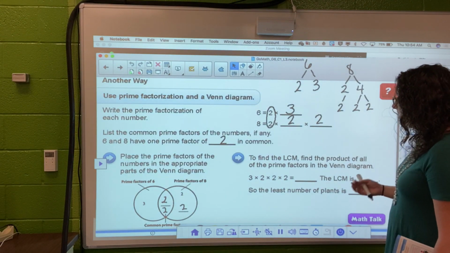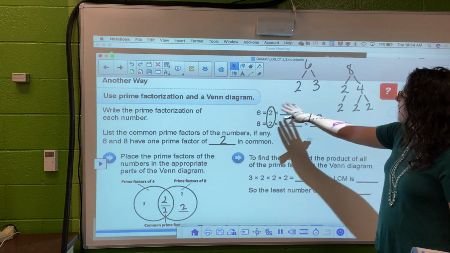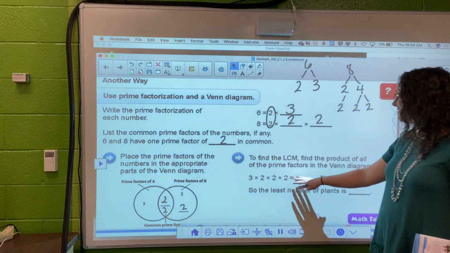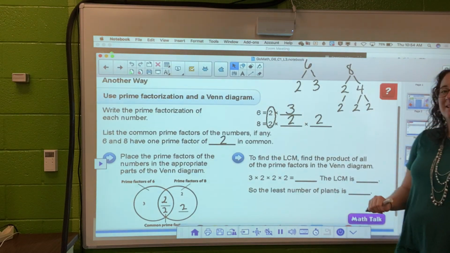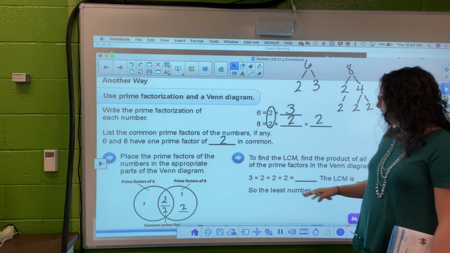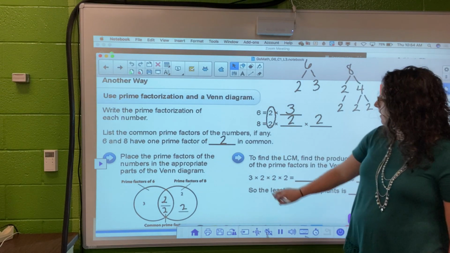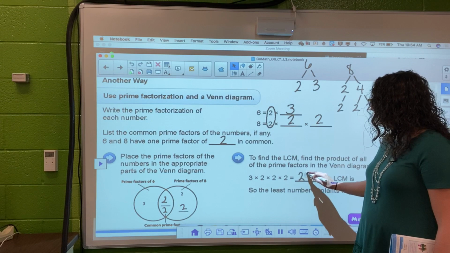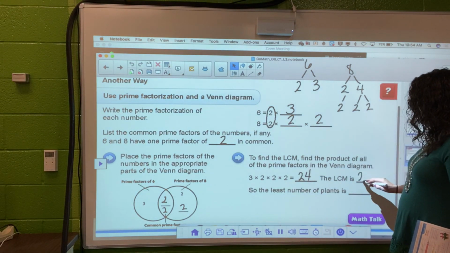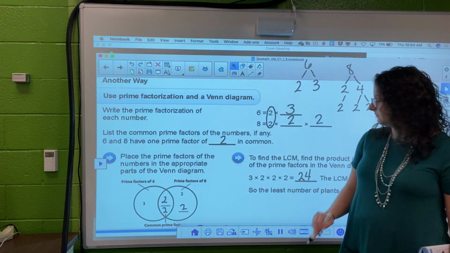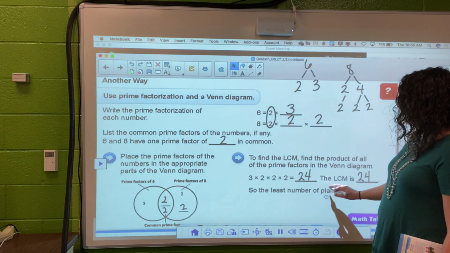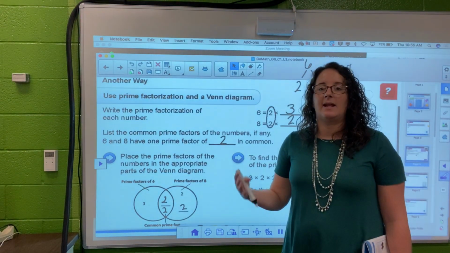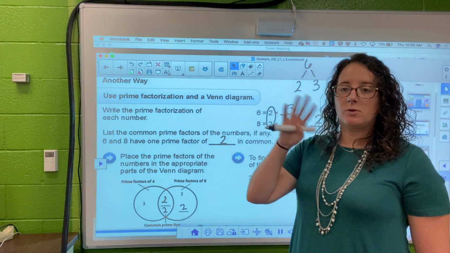So then we're taking all of our prime factors, and we can multiply them together, and it's going to give us that same least common multiple. 3 times 2 times 2 times 2. 3 times 2 is 6. 6 times 2 is 12. 12 times 2 is 24. The least common multiple is 24. So the least number of plants is 24. That's the smallest number they could plant and not have any seeds or pots left over.